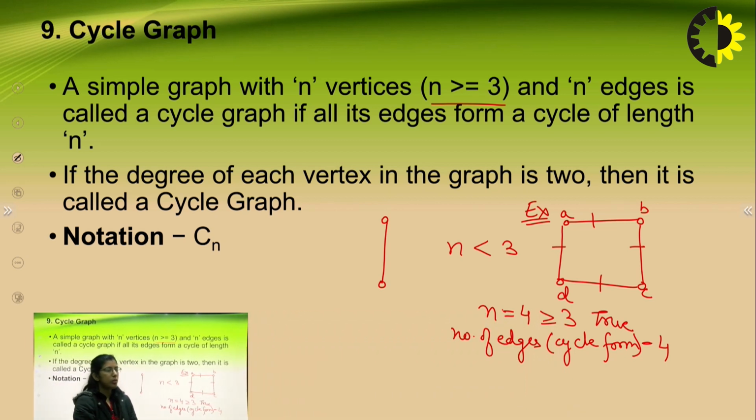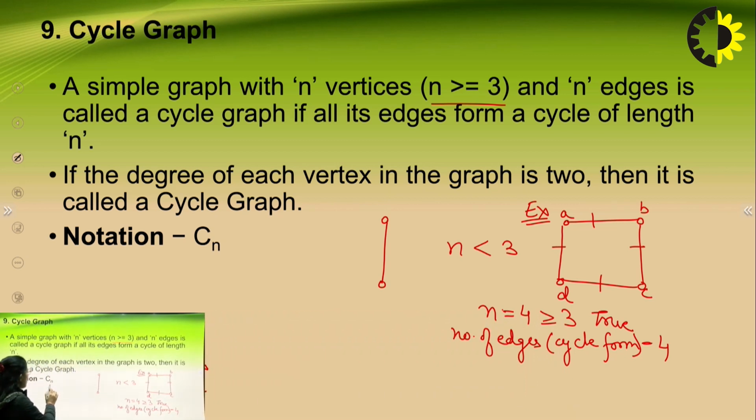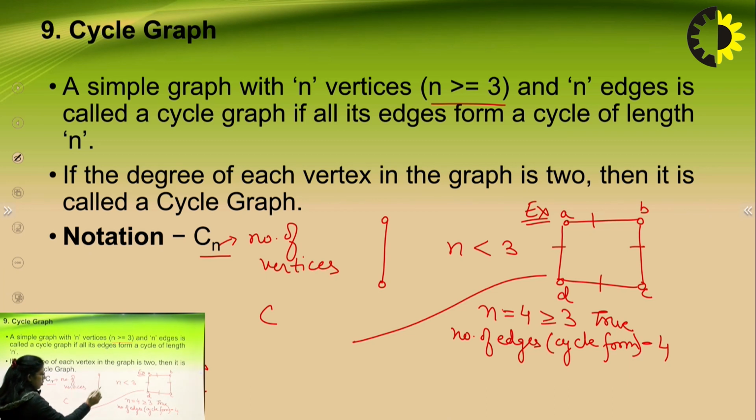Next, moving on to one more thing, it is denoted using Cn. For this particular graph, we can write C, and n stands for the number of vertices. So here we can write C4, which denotes this particular graph.